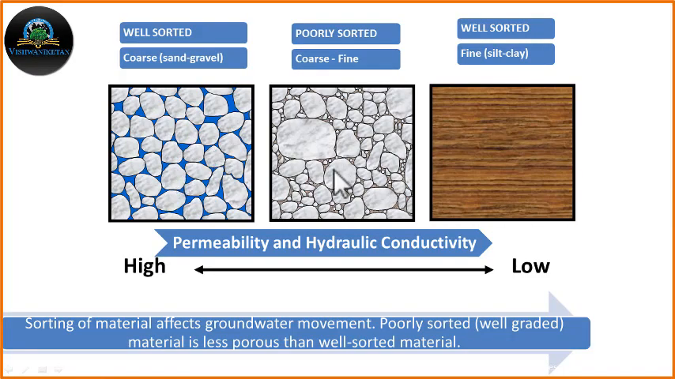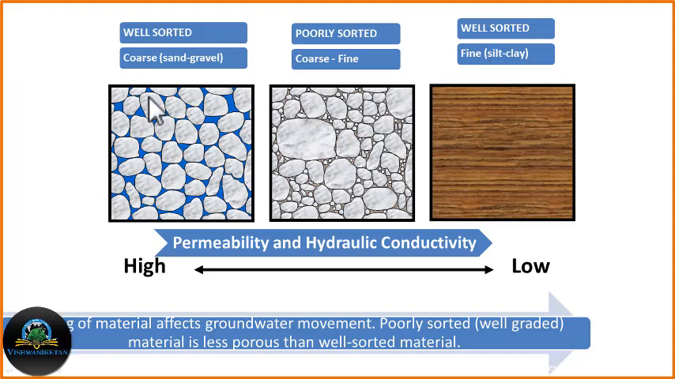Here we have three examples of sedimentary rock. One sedimentary rock which is well sorted. Sorting means the grain size arrangement in the sedimentary rock. It is a picture of porous gravel where we can see lots of pore spaces, and all these pore spaces are filled by water. So this type of sedimentary rock will have very high porosity.